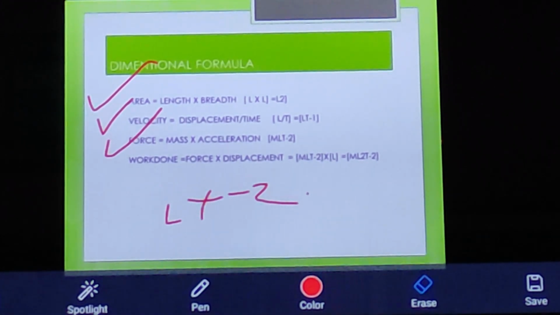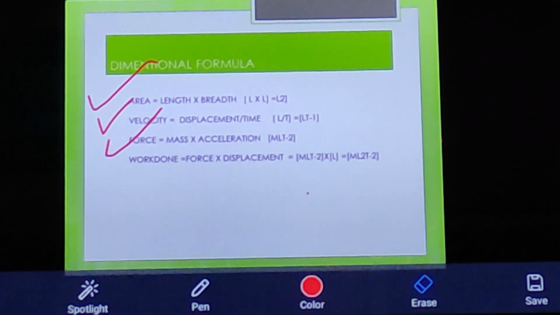So when we write L T to the power -2, we measure the acceleration in this case. So mass into acceleration gives the same L T to the power -2. This is the dimension of the force.